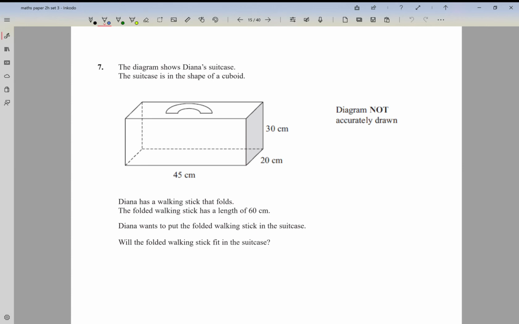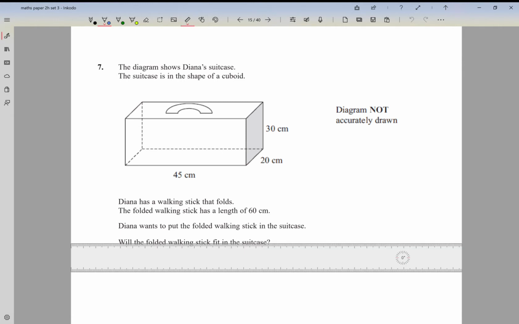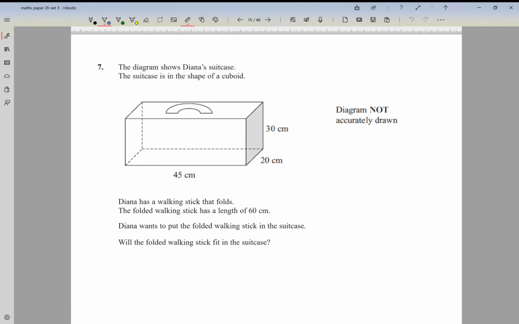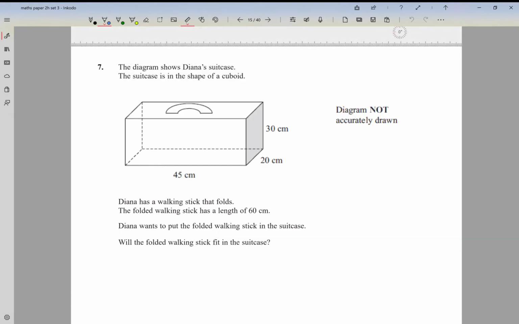Okay, so here we have a question, and you can see there's a suitcase, and it says it's the shape of a cuboid. Just says, in case you weren't sure, it's a suitcase. You've got some right angles on each corner here.